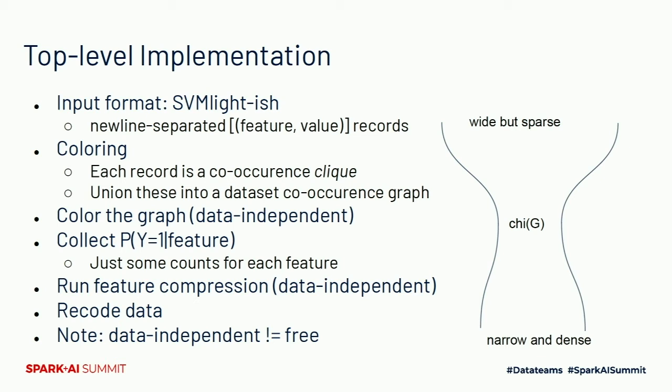Once we have this graph, we can actually color it pretty quickly. That's a data independent step. And then after that, we need to collect summary statistics to come up with the conditional probabilities for our different features, run the feature compression algorithm, and then recode the data, where for every given feature, we look up what color it has, and then we look up what the compression quantization is for that particular color.